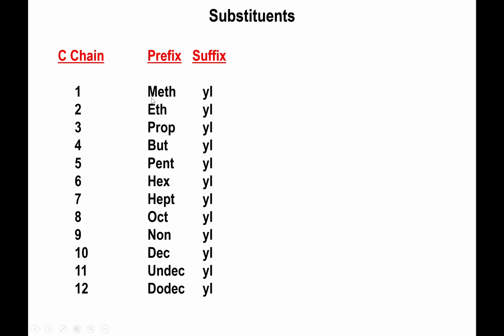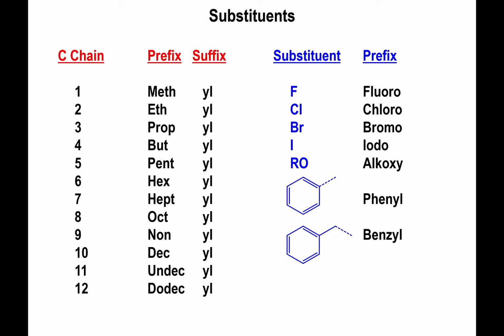And if it's all carbon, if your branched out section is just carbon, you use the same rule as before. You use the prefixes for carbon and you use the suffix -yl. So methyl, ethyl, propyl, butyl, pentyl, hexyl, heptyl, octyl, nonyl, etc., etc. But if you do have other substituents, you do have to use the proper name for them.